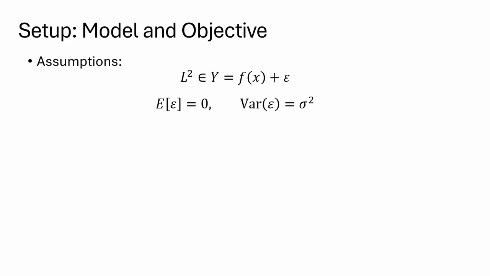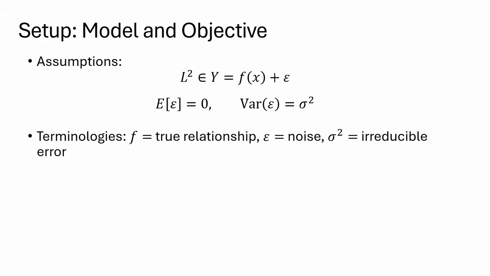So here's the model setup as well as our objective. We assume that the response variable y has the form f of x plus epsilon. Here y is assumed to be an L2 random variable, that is, y has finite second moment, and f of x is a function of a deterministic variable x. X is known as features in machine learning, or a predictor or explanatory variable in classical statistics. And we have some further assumptions on epsilon. The mean of epsilon is 0, and the variance of epsilon is a constant, sigma squared.